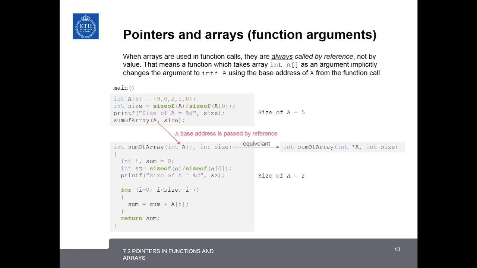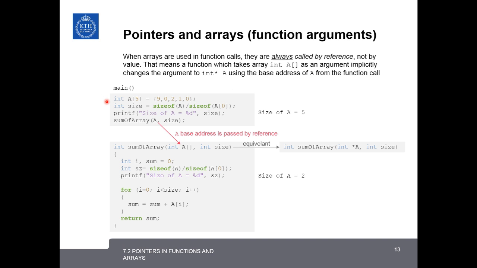An important thing to remember when using functions that have arrays as arguments is that arrays are always passed by reference in function calls. That means if you have a function that takes an int array as an argument, it implicitly changes that argument to a pointer to an integer using the base address a from the function call. Let's look at this example here.